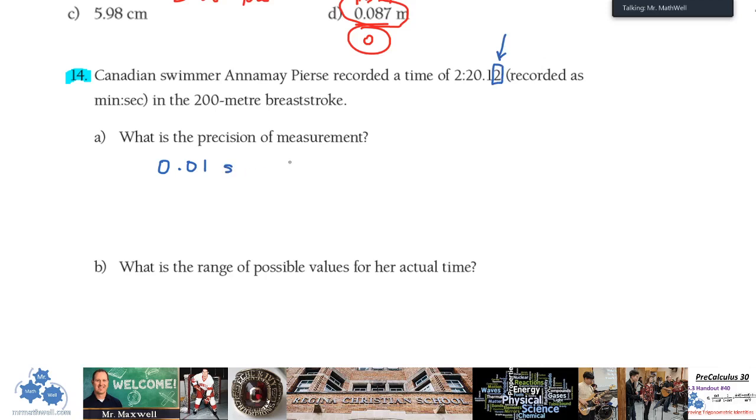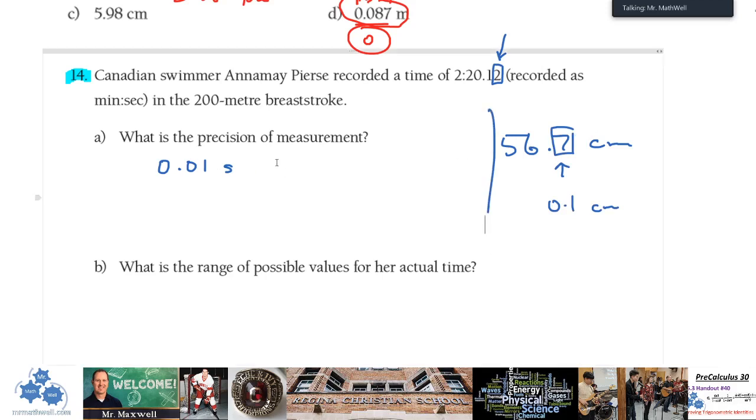You look at the measurement tool. If I said 56.7 centimeters, what's my precision level? Well, you would say 0.1 centimeters because that's the last digit that you see. All right, that's another example. So what's the precision? Now, what is the range of possible values for her actual time?